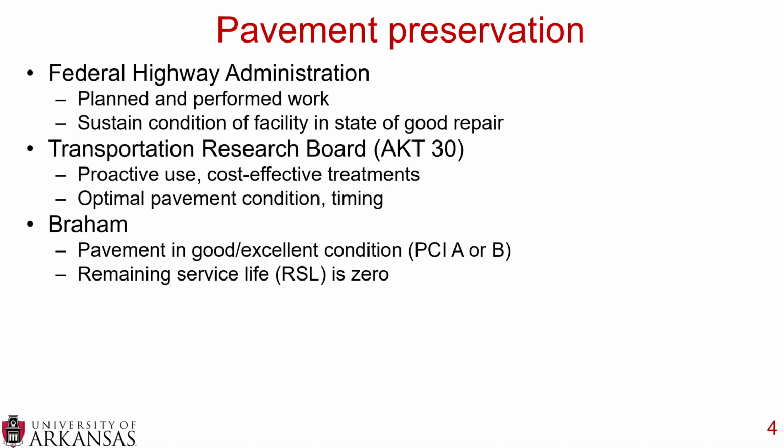My personal definition, and again, I think quite a bit about pavement preservation, is that pavement should be in a good or excellent condition, which is PCI A or B, and the remaining service life should be 0. And for those of you who are not familiar with remaining service life, or RSL, I have a little example here of that. The units of remaining service life is lane, mile, years.